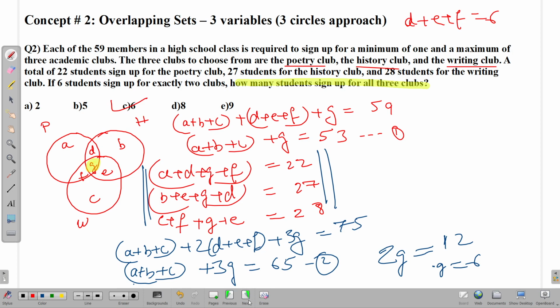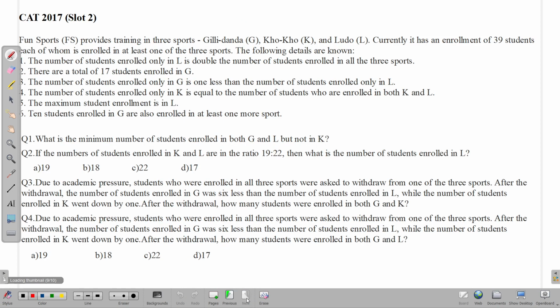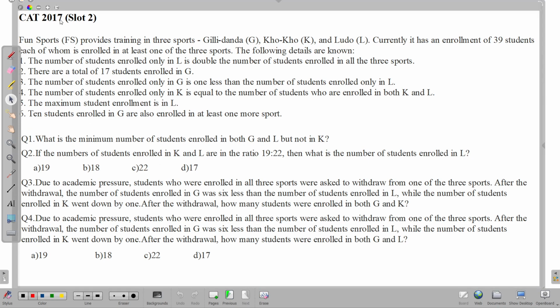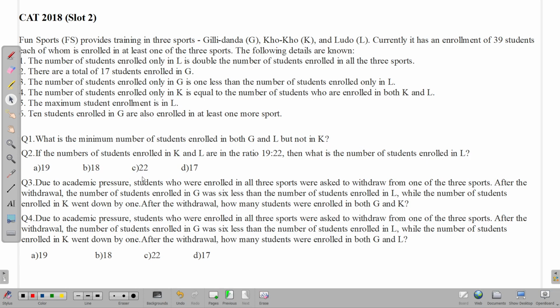Now we have one more problem, which I will not solve here. It will take a lot of time, not for this kind of a class. This is a CAT 2017. My apologies, this is 2018. This is 2018 slot 2. This is CAT 2018 slot 2. So this came on CAT, okay, 2018.